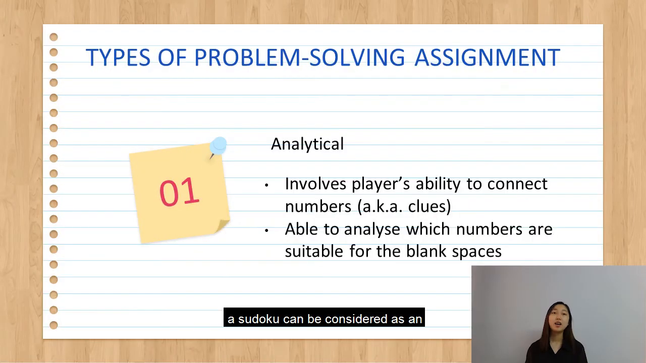A Sudoku can be considered as an analytical problem-solving assignment because it involves a player's ability to connect numbers given at the beginning. Player learns how to view Sudoku in rows, columns, blocks, and analyze which number are suitable for the blank spaces.